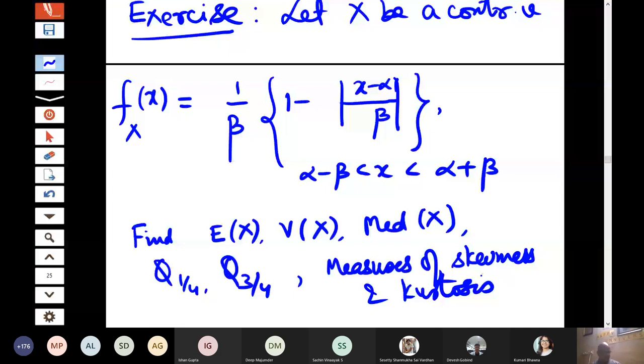So are you able to find out the values? What is the mean? Are you able to get the mean? The mean will be alpha. Mean is alpha, it is a symmetric distribution, so you can easily see that.